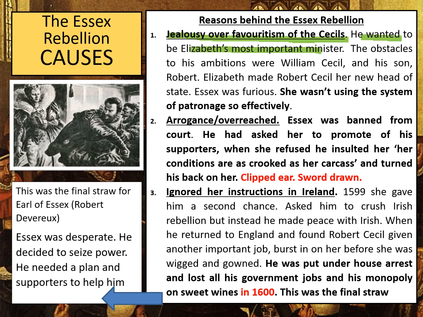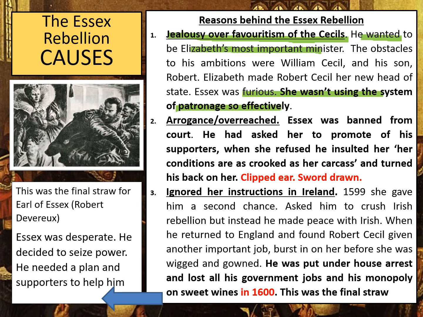He wanted to make sure that he would be able to help Elizabeth run the country as she grew older. But the obstacles to those ambitions were William Cecil and his son Robert. Now, whilst the Earl of Essex was away fighting the Spanish in 1596, Elizabeth made Robert Cecil her new head of state, and Essex was furious. That shows that she wasn't using the system of patronage so effectively as she had been before. Now, rivalry between Essex and the Cecils dominated life at court for the next 4 years.